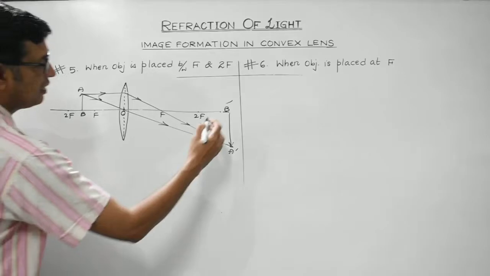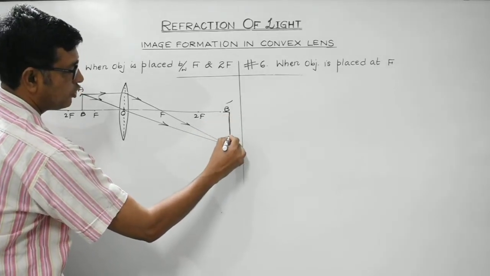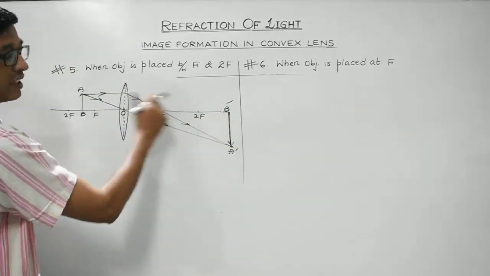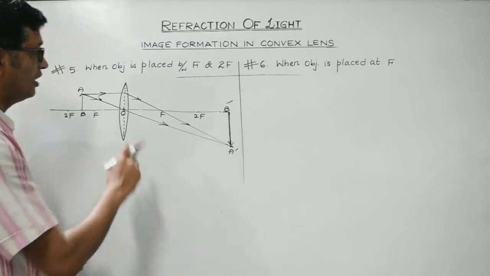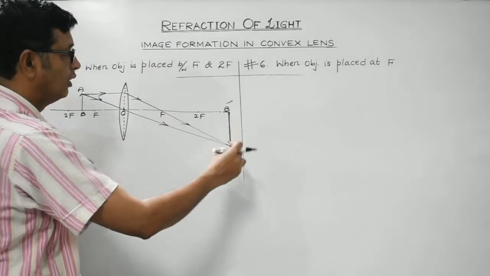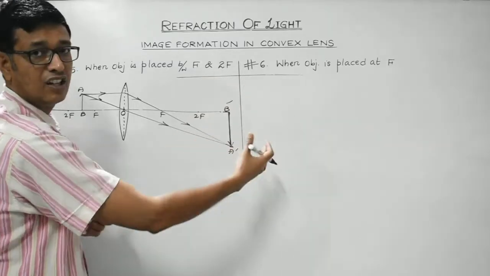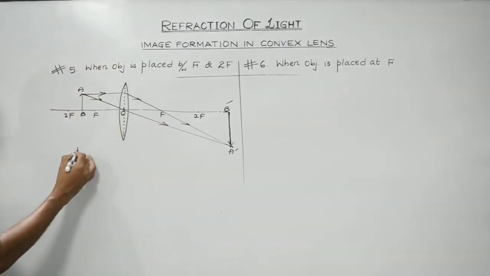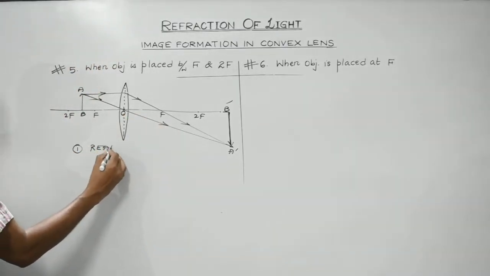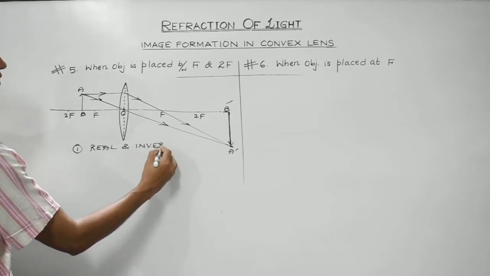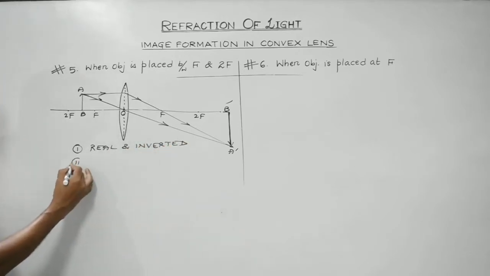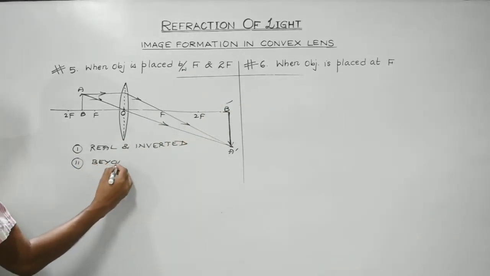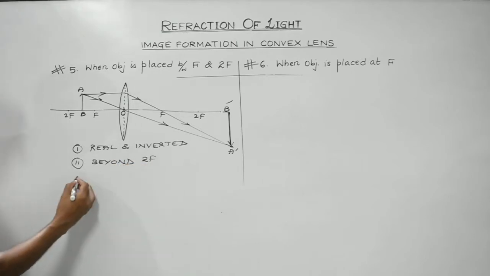Now, look students, it's pretty clear that the image obtained is inverted. The image obtained is of much larger size than that of the object. Also, the image is obtained on the other side from the object. So if you place a screen over here, the enlarged image can be obtained on that screen, isn't it? So what will be the nature of the image then? It will be real and inverted. What's the second point? The image is formed beyond 2f.